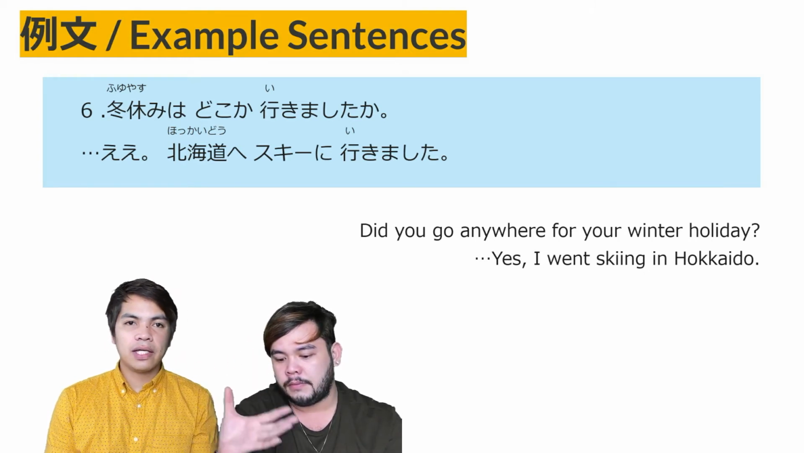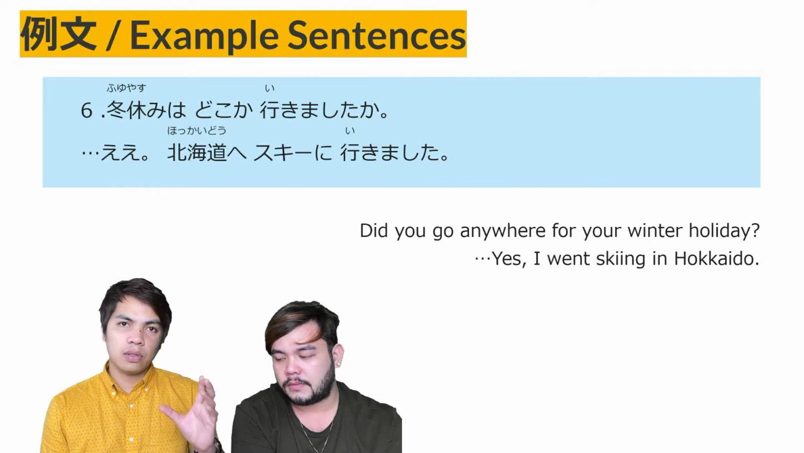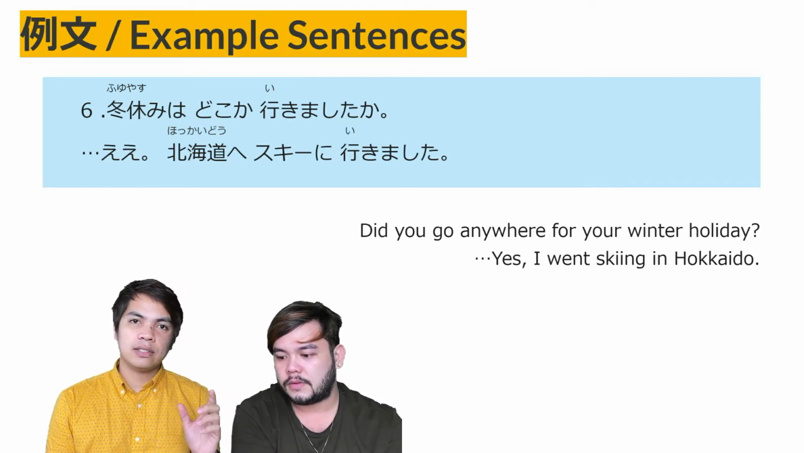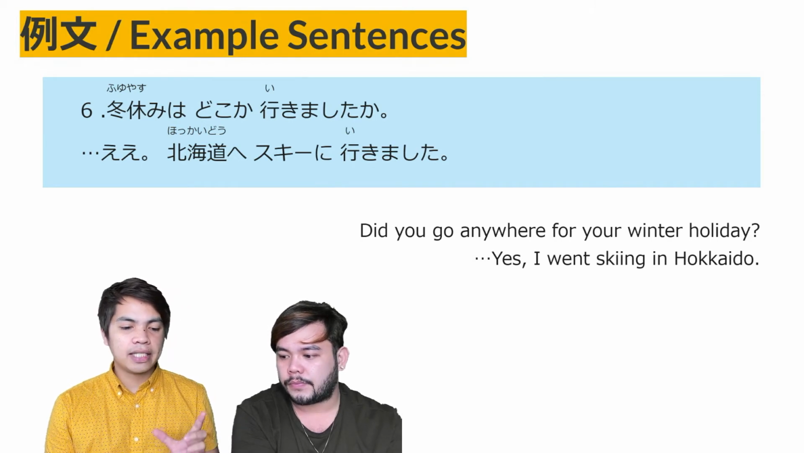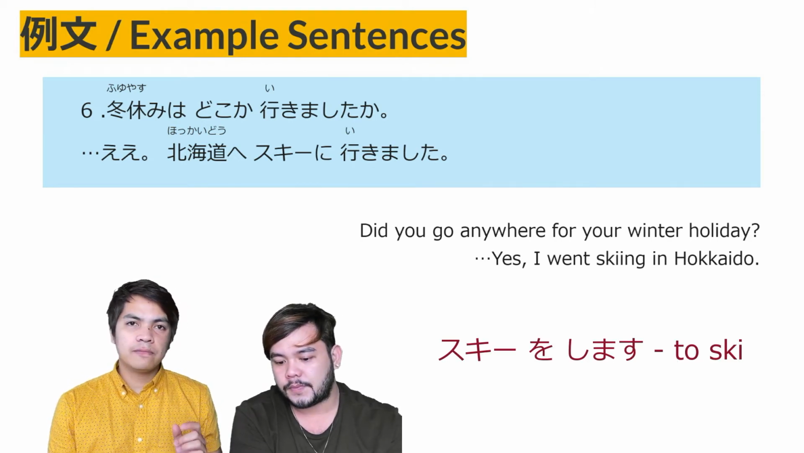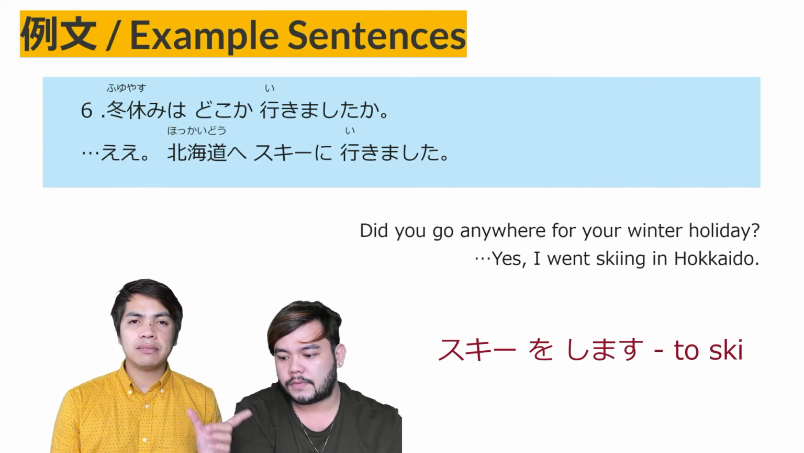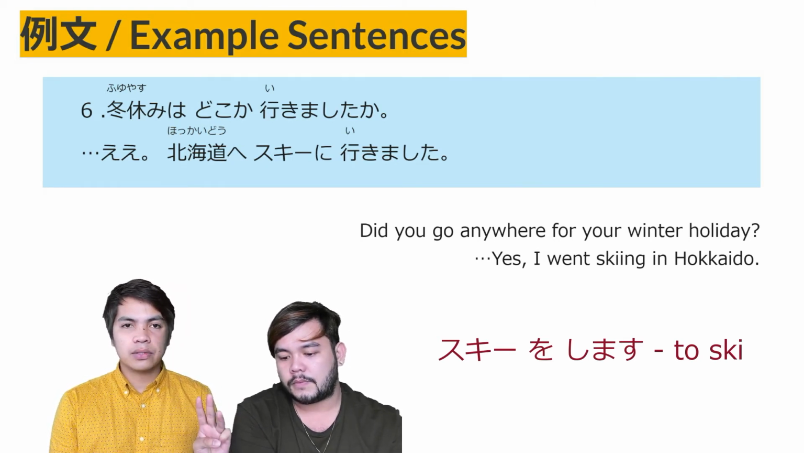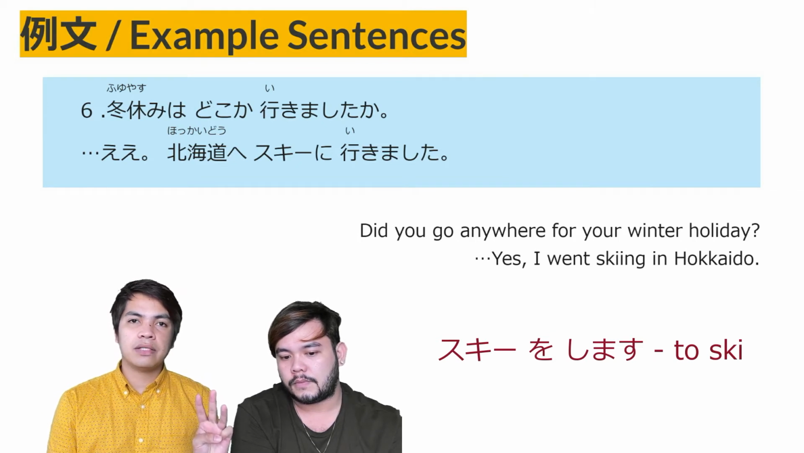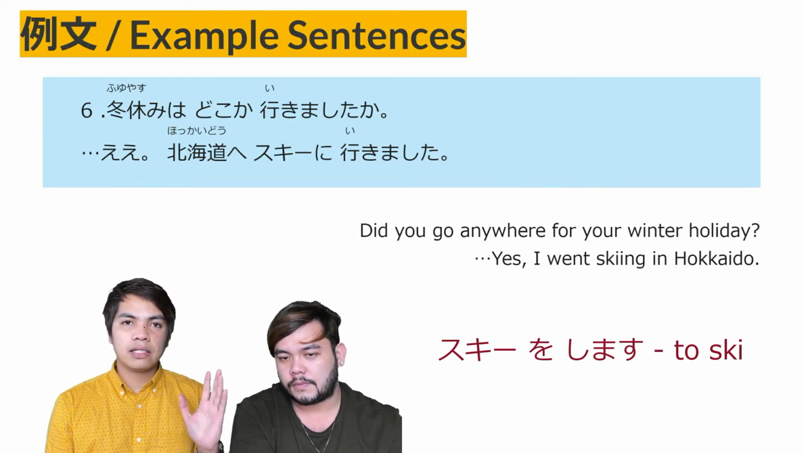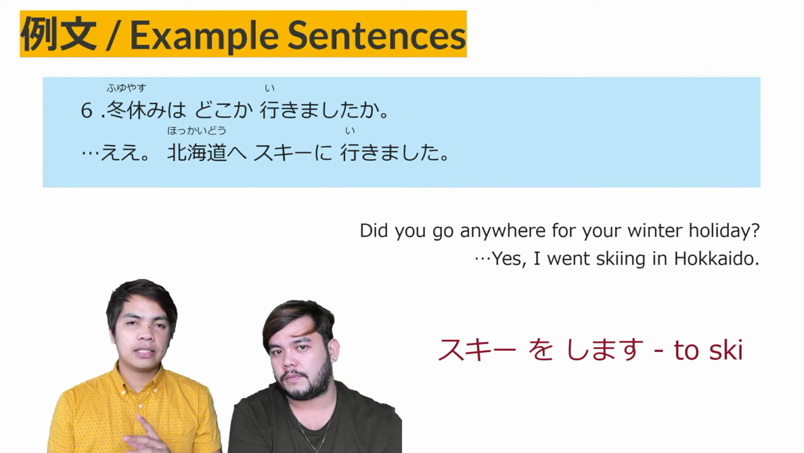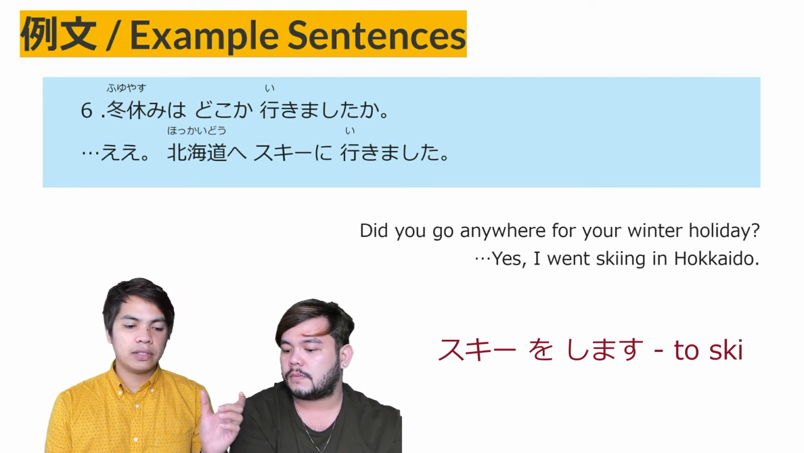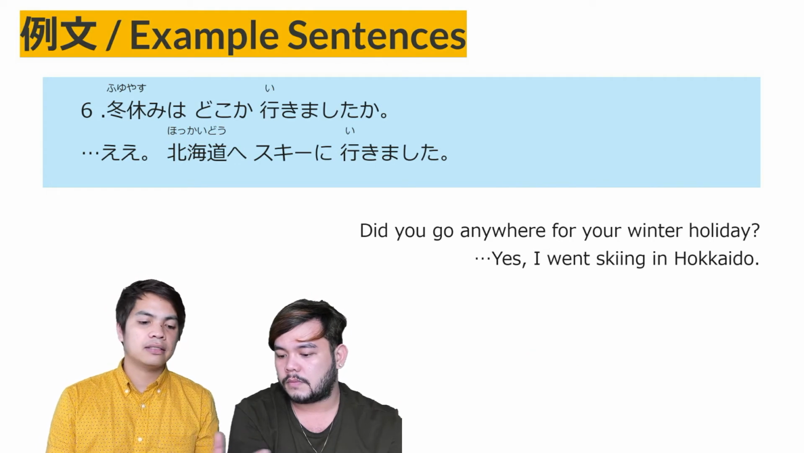I went to Hokkaido. Then the purpose of going to Hokkaido was ski ni, to ski. So, Hokkaido e ski ni ikimashita. The verb for to ski is ski o shimasu. So this is a group 3 verb. So for the cases of group 3 verbs, we will not use shimasu. Instead, just the noun like ski o shimasu, we will use ski then particle ni.